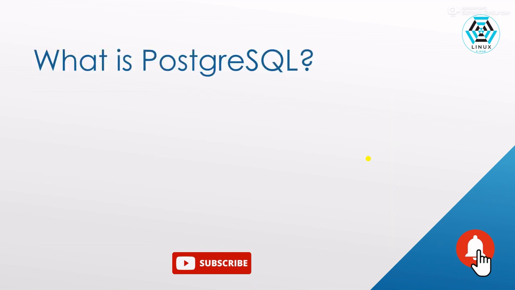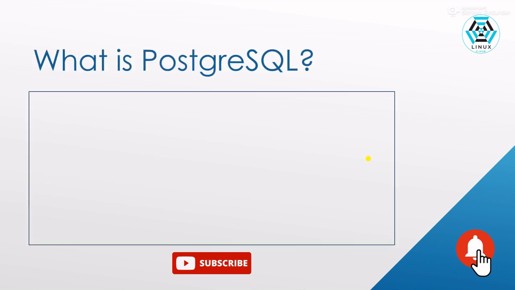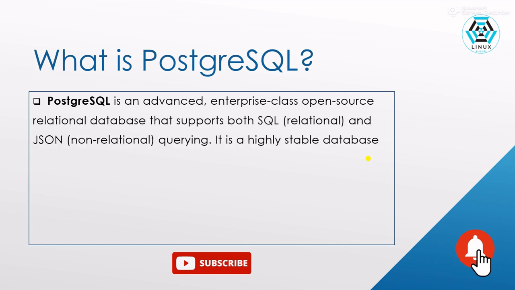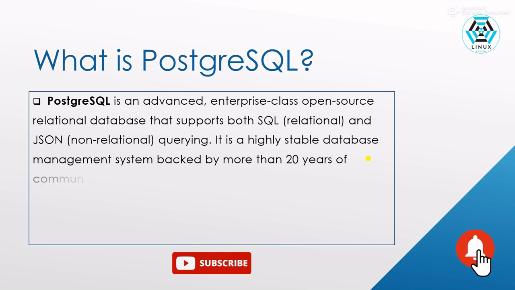Now, what is PostgreSQL? PostgreSQL is an advanced enterprise-class open source relational database that supports both SQL and JSON querying. It is a highly stable database management system backed by more than 20 years of community development.